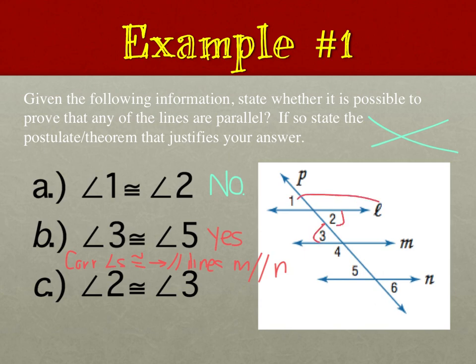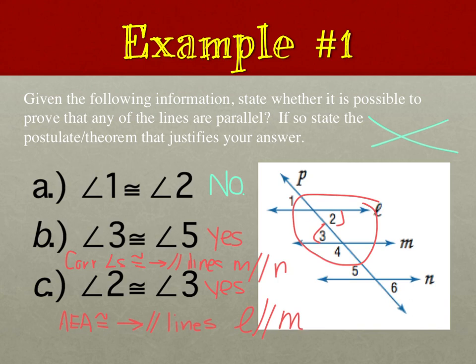All right, so now we are looking at these 2 clusters. So the answer would be yes. If 2 is congruent to 3, those are alternate exterior angles. If these alternate exterior angles are congruent, that implies parallel lines. And which lines would be parallel here? L parallel to M.